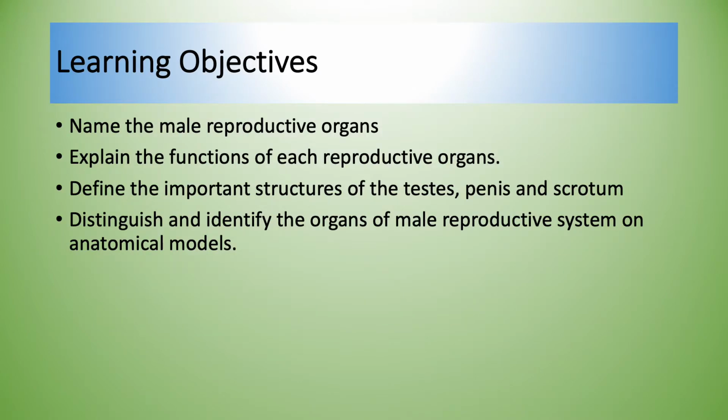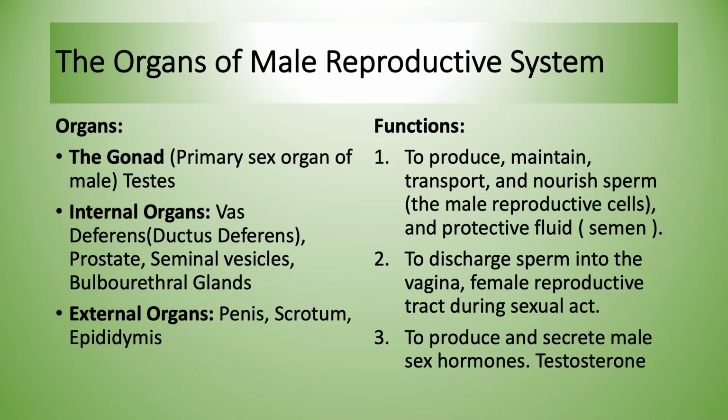At the end of this video, you will be able to learn the names of the male reproductive organs, explain their functions, define the important features, and then distinguish and identify them on the anatomical models. The organs of the male reproductive system can be studied in three different categories.